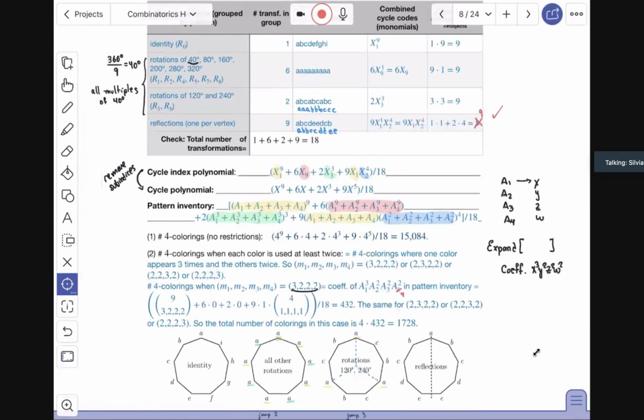Now, your problems are easier in this part. But I wanted to give you one example of how you use it. Okay?